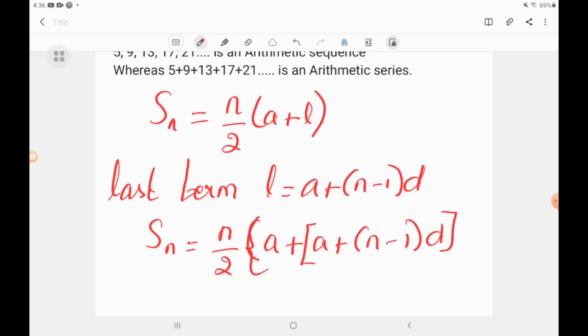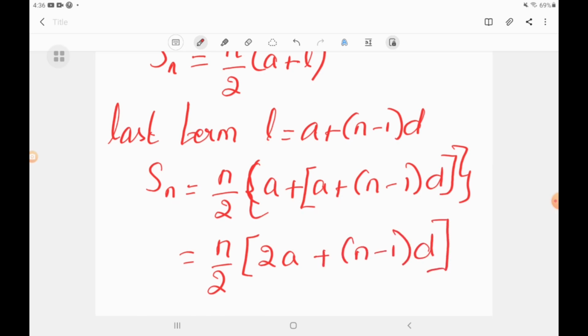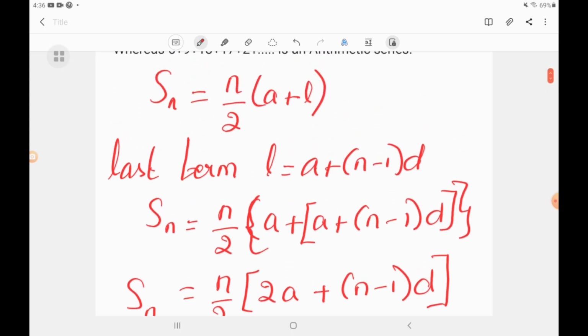So we use a curly bracket here. And now we have n divided by 2 times (a plus a, which is 2a, plus (n minus 1) times d). So we have found the formula when the last term is not known. We use this formula: Sn is equal to n divided by 2 times (2a plus (n minus 1) times d). If the last term is known, then we can use the first formula, which is Sn is equal to n divided by 2 times (a plus L).